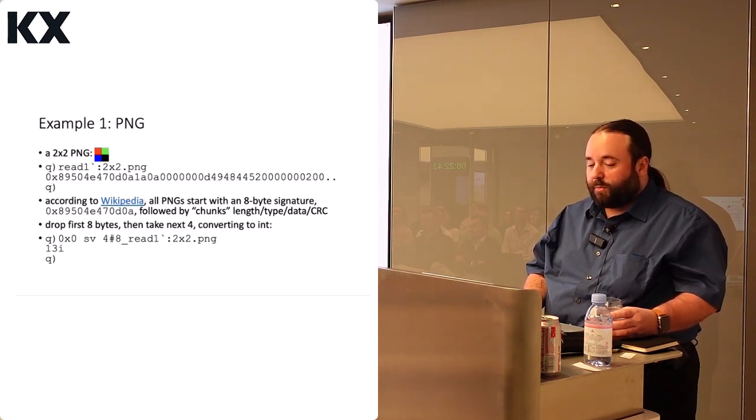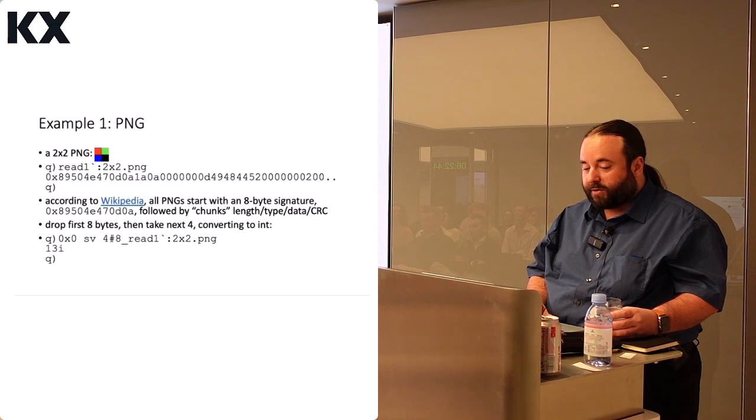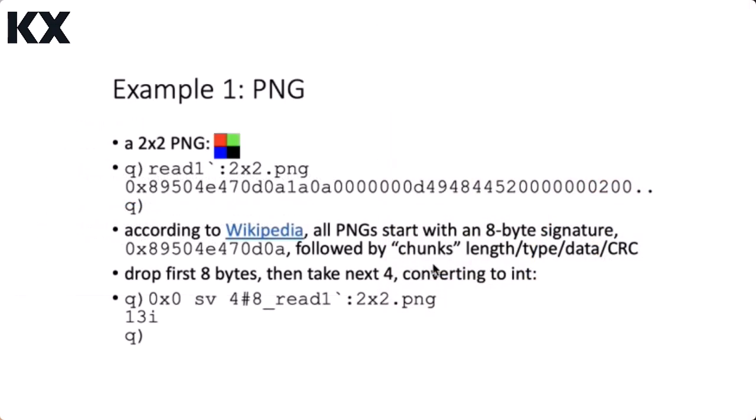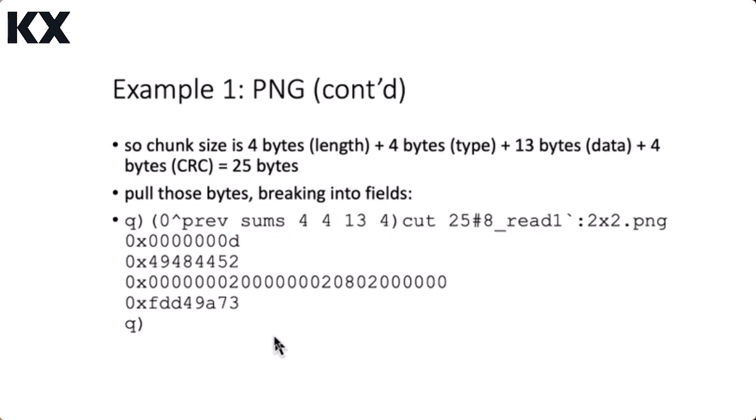So in order to parse this, we drop off the file signature, then we take the next 4 bytes, which are the length, and convert that to an int. So here's the code for that. It tells us that this first chunk is of length 13. So the total chunk size, because that length doesn't include the metadata, is going to be the length plus the type plus those 13 bytes of data plus the checksum, which is 25 bytes.